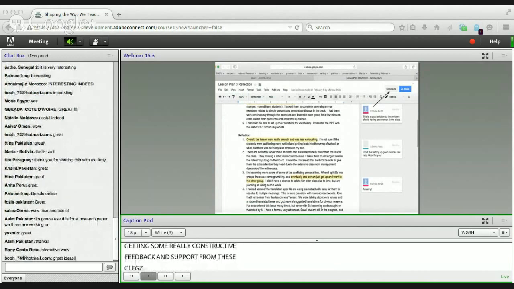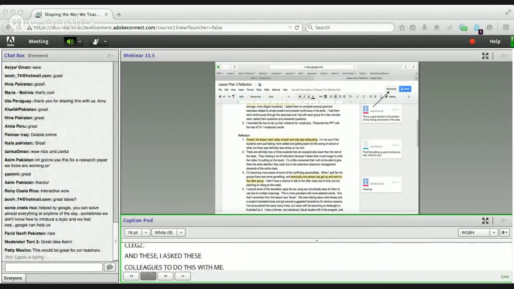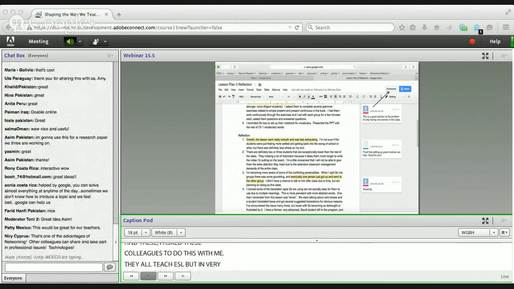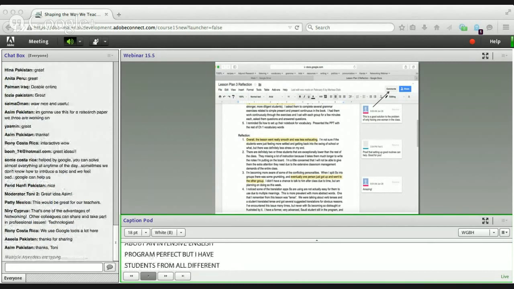They all teach ESL, but in very different settings. So I'm writing this journal from an intensive English program perspective. But I have one colleague that's in adult education, one that's at university, and one that's K through 12. So I'm getting lots of different types of feedback too, which I really like. I like to have very differentiated feedback. So this is an option.